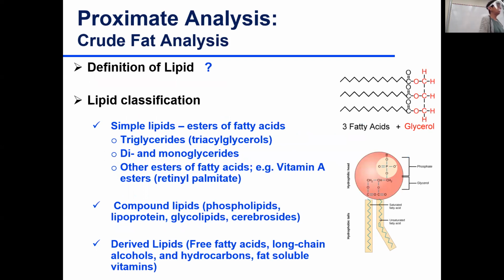So what is the definition of lipids? How would you define lipid? Maybe? What's that? The smallest component of fat or the derivative of fat. Derivative of fat is lipid? Okay, what other definition can you think of for lipid? What are lipids? When you hear the term lipid, what does it mean?